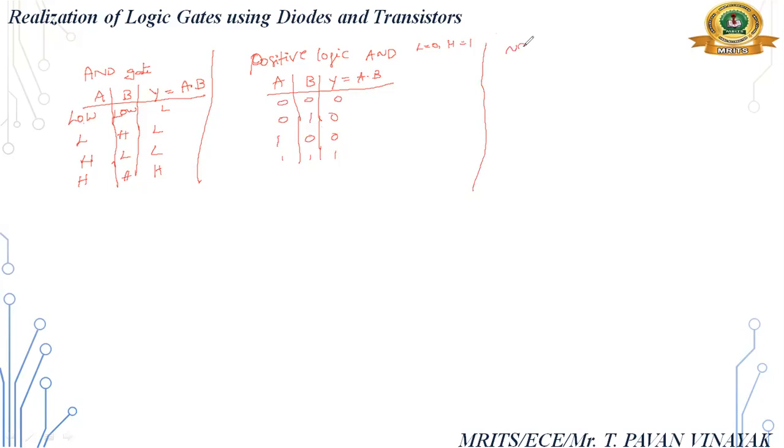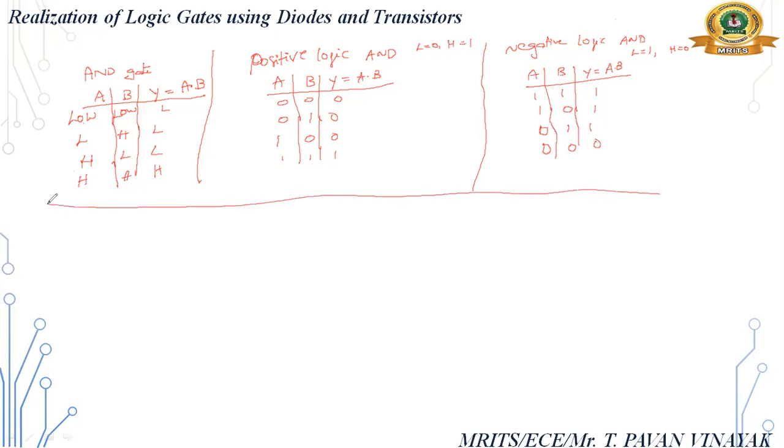Now negative logic of AND. Negative logic AND: L is equal to 1, H is equal to 0. So A, B, Y is equal to A into B. See, L is equal to 1, H is equal to 0. So the output column is 1, 1, 1, 1, 0, 1, sorry, 0, 1, 1, 0, 0, 0. Right? This is the negative logic AND.